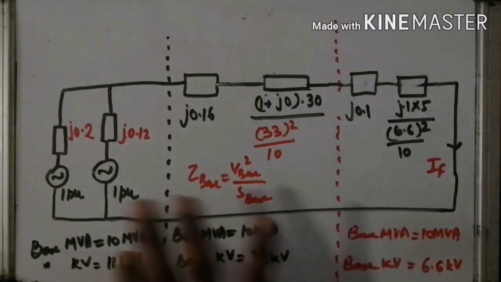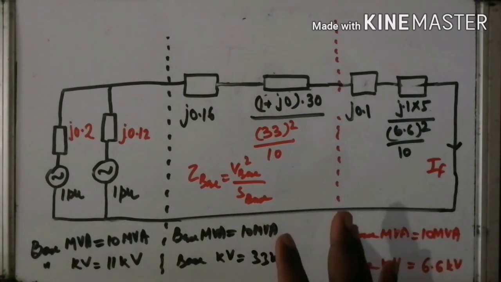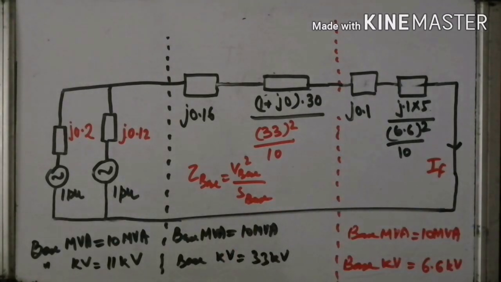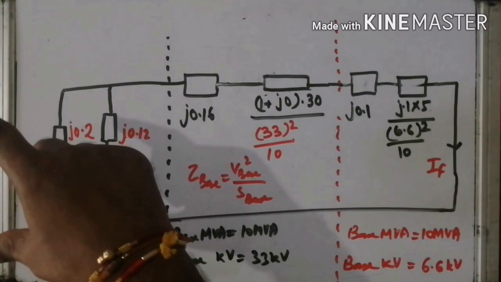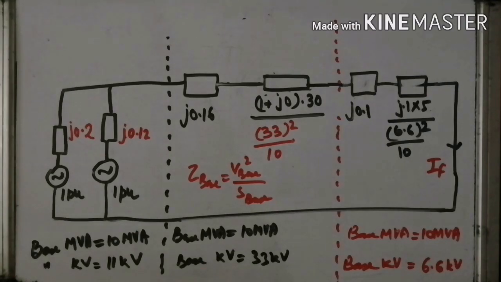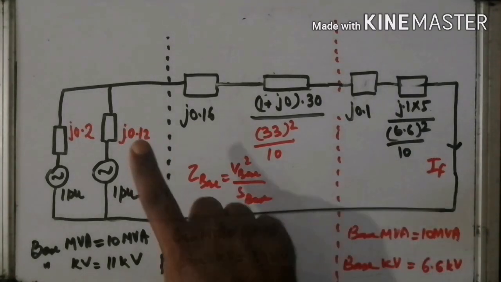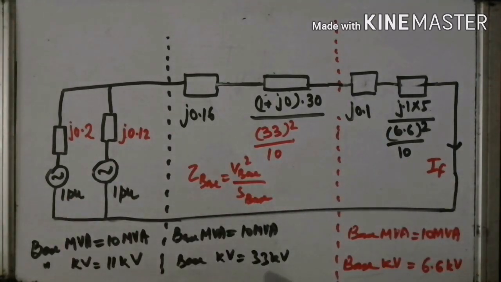Okay, now to calculate the fault current, it is necessary to make a Thevenin equivalent circuit, right? To make the Thevenin equivalent circuit, first of all find out the open terminal voltage, then after impedance of the circuit, then we can calculate the IF. Okay, now go to the question. Now listen to me very carefully and see the question.